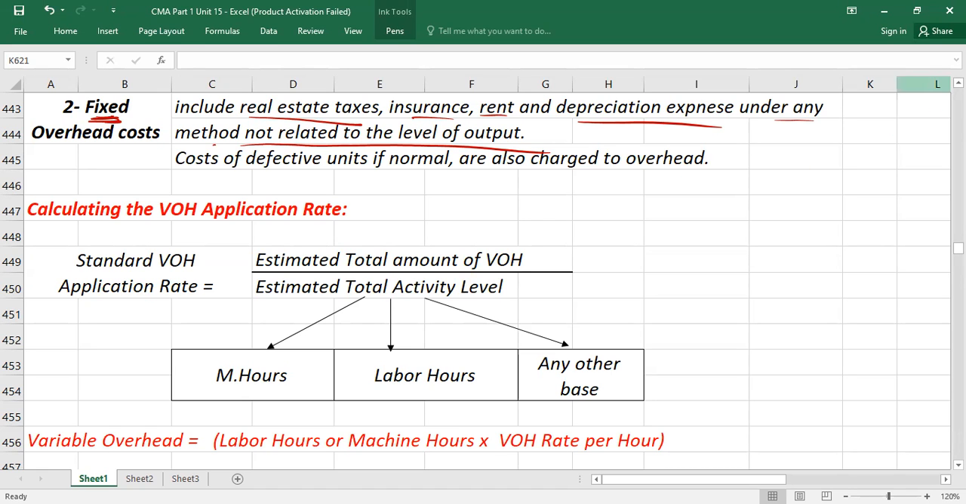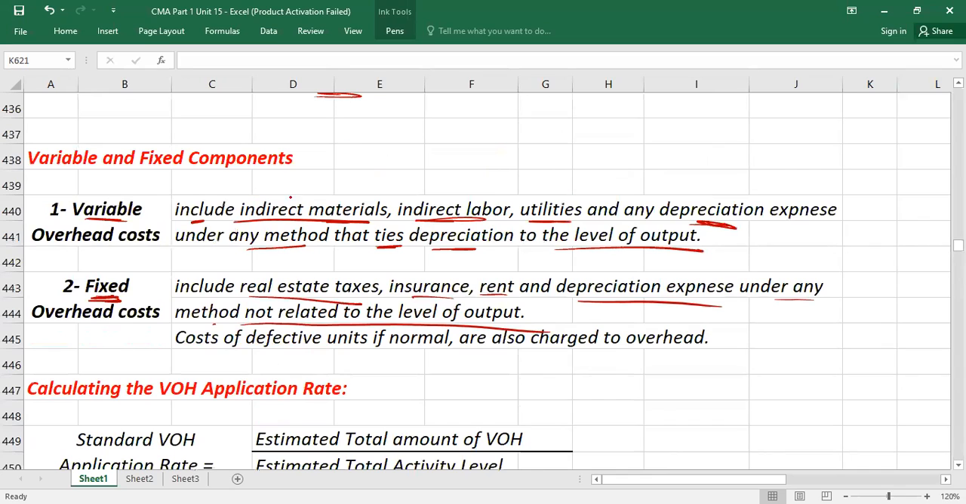And if you remember, variable overhead includes what? It may include indirect material, indirect labor, and cost of utilities. It may include depreciation expense that ties the depreciation to the level of output, as an example. So these are called your variable overhead.